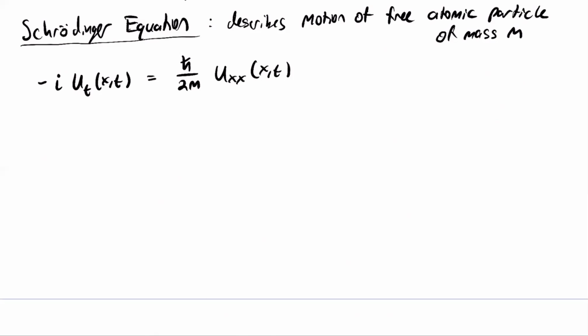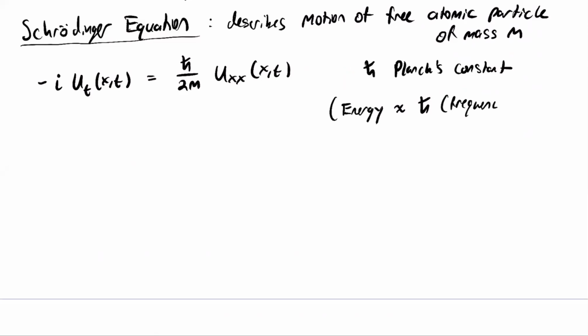Right, and so what is this number h? This number h is Planck's constant from physics. I'm not going to go too much into detail about this, but how is this number determined? Well, the energy is basically equal to this constant times the frequency of the particle. So this means the energy of the particle, and this is the frequency of the particle.